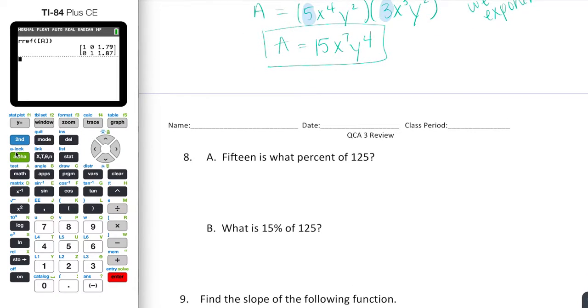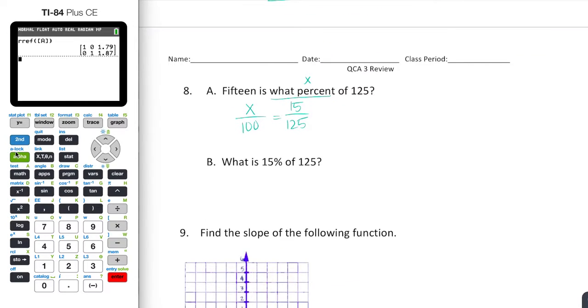All right, some percent questions. So we're going to have 15 is what percent of 125? So what percent means we don't know what our percentage is. So that means our percent is our x value. So remember, percent always goes over 100. And then we have 15 over 125.